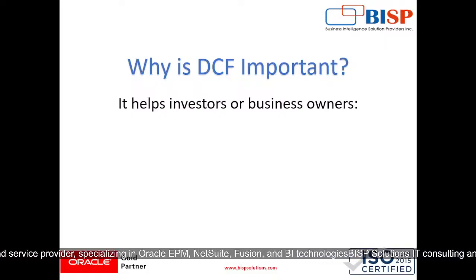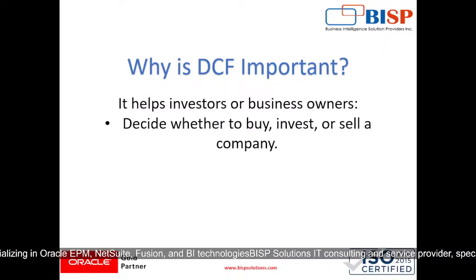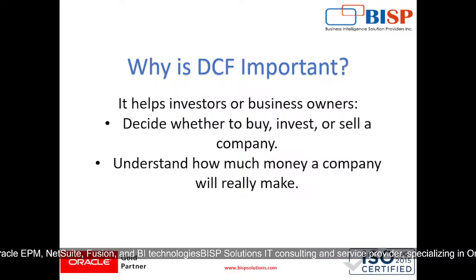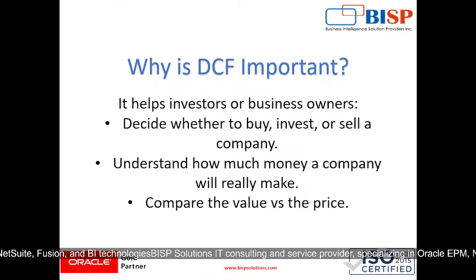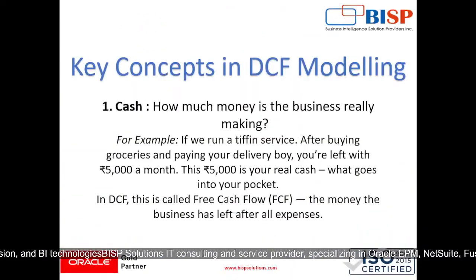It helps investors or business owners to decide whether to buy, invest or sell a company, and understand how much money a company will really make, and compare the value versus the price, right? So key concepts in DCF modeling, first is our cash, where how much money is the business really making, right? So for example, if we run a tiffin service, so after buying groceries and paying your delivery boy, you are left with 5,000 a month, right? So this 5,000 is our real cash, what goes into our pocket. So in DCF this is called free cash flow, the money the business has left after all expenses, right?